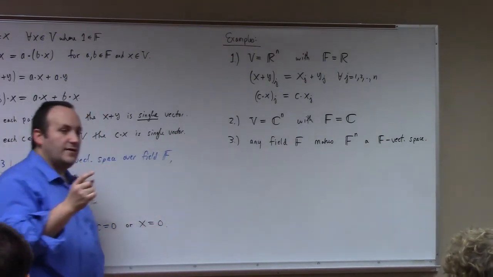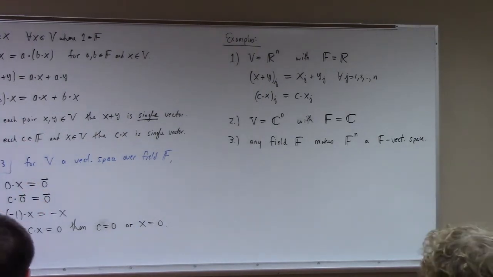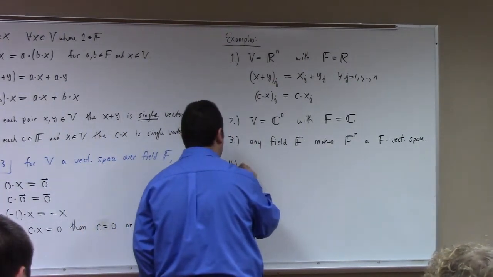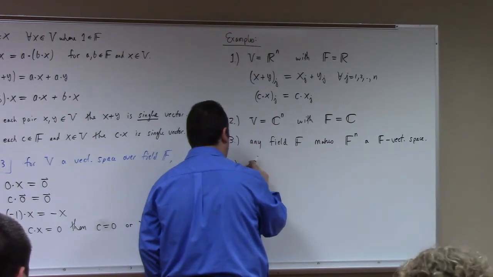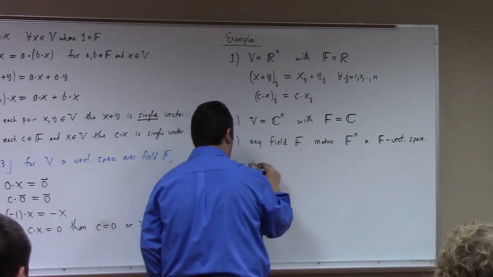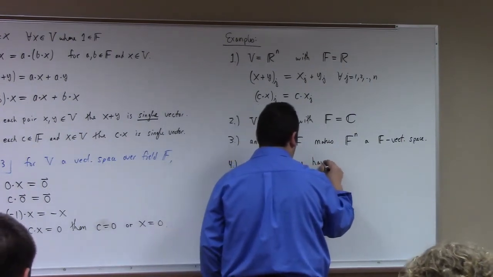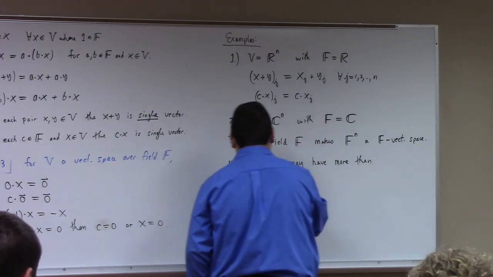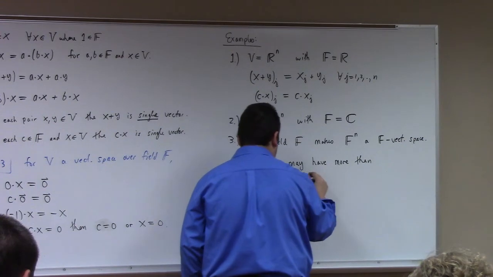But I want to talk about example 2 a little bit more, because there's something that happens, but it's going to be example 4 here. So a given set may have more than one possible vector space structure.